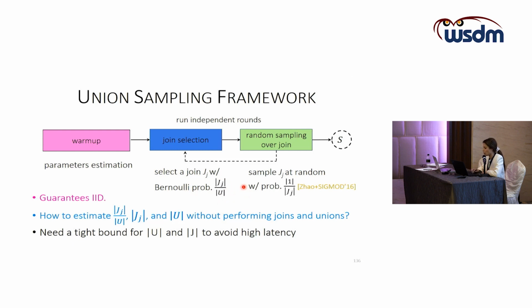So the whole point of this framework, the efficiency of this framework, is on how tight our bounds for the size of the join and the size of the SAT unions are. And here we have a trade-off between the cost we pay upfront for the parameter estimation and the latency that we get during the join selection and random sampling.